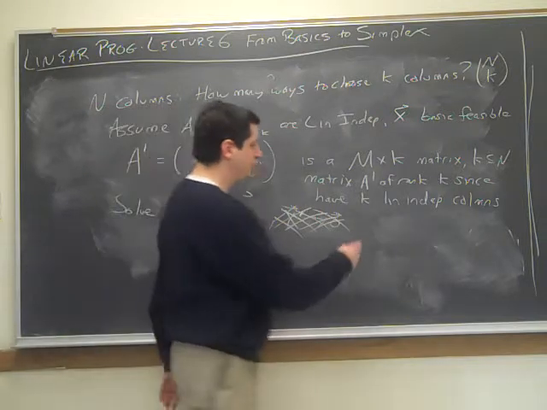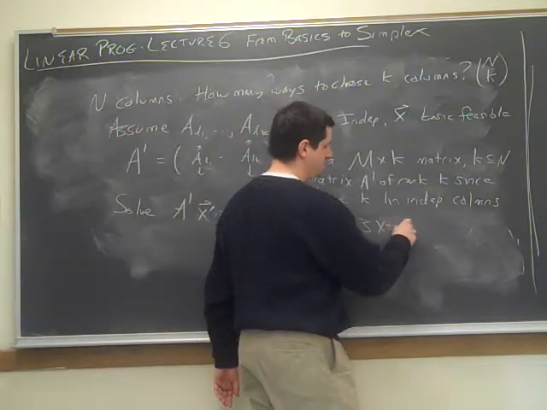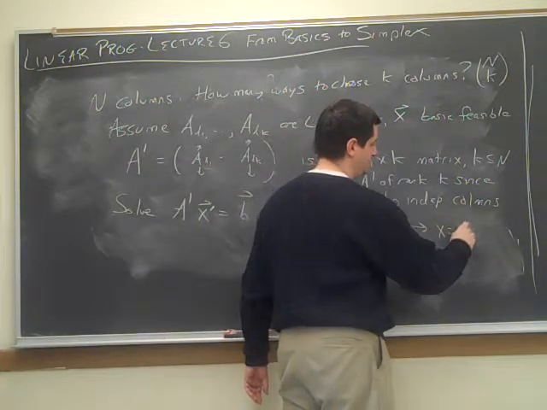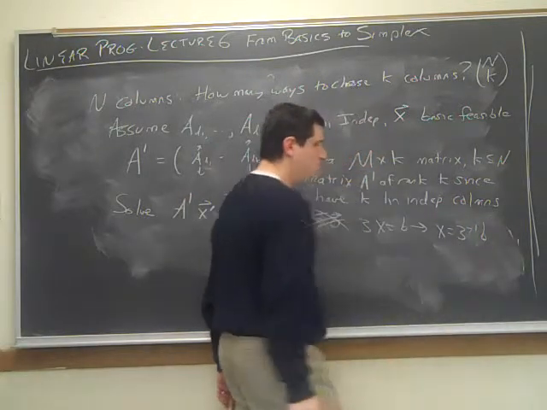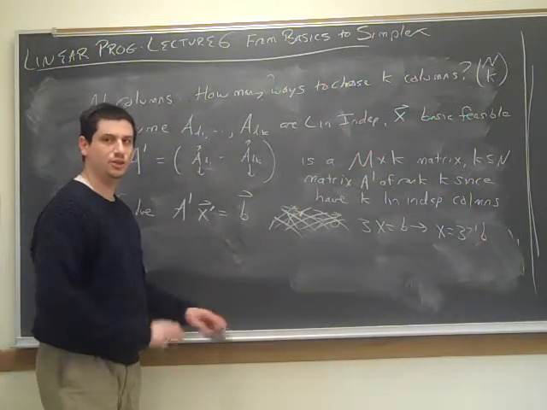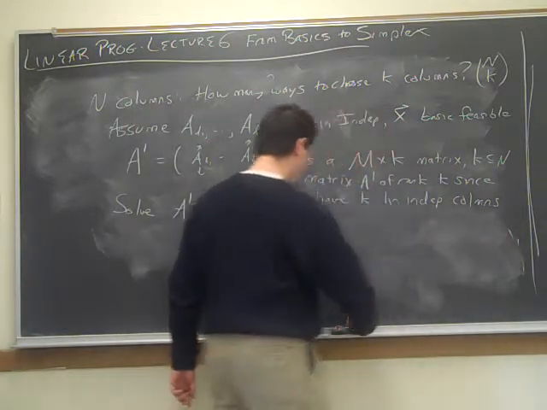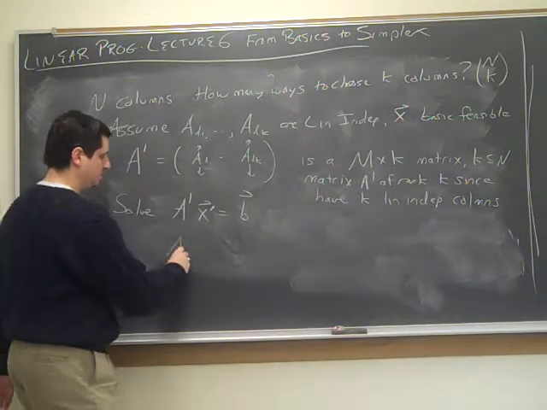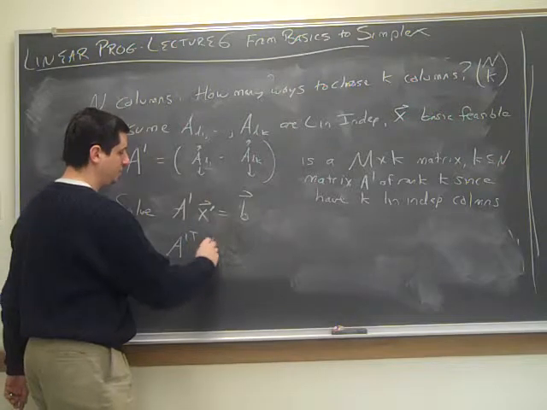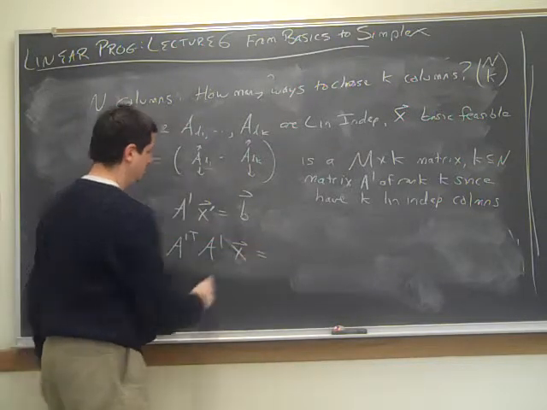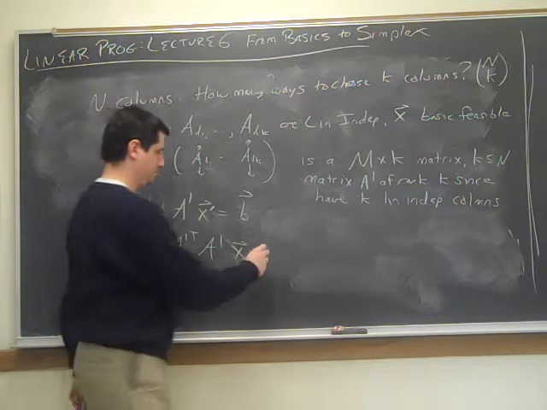We want to try to generalize. If I gave you 3x equals b, you would say x equals 3 inverse b. We want to just generalize that, but sadly, we can't. So here's the great idea. What we're going to do is multiply both sides by the transpose of our matrix A prime.